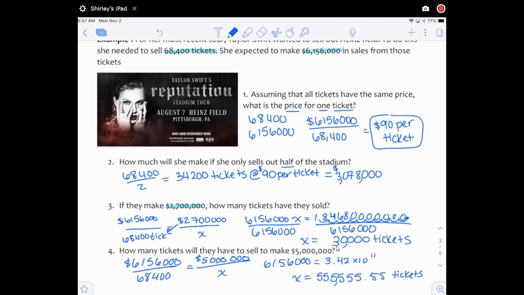So I need to make sure I make 5 million. I can't sell half a ticket. However, if I round this down, I'm not going to make enough money. So I want to make sure really I'm going to round this up to make sure I sell just enough.